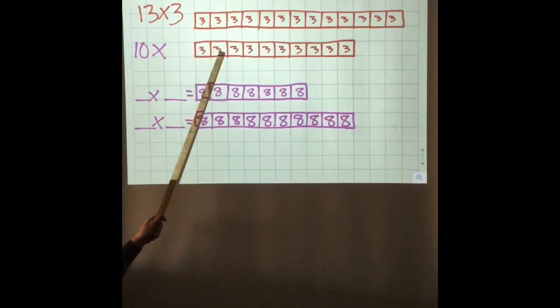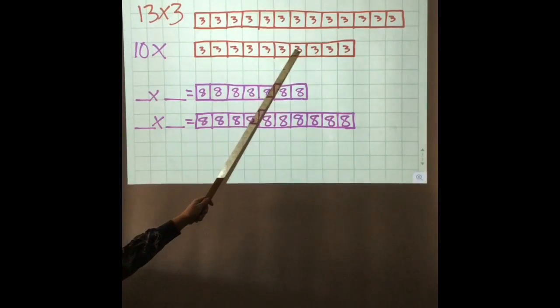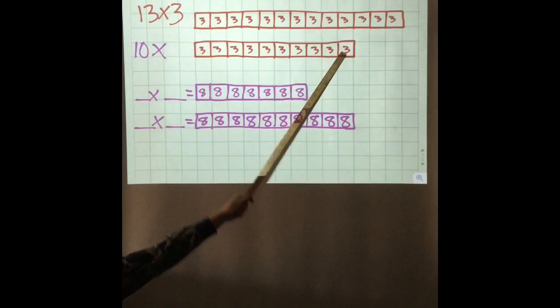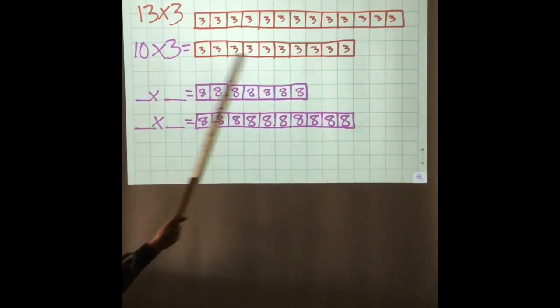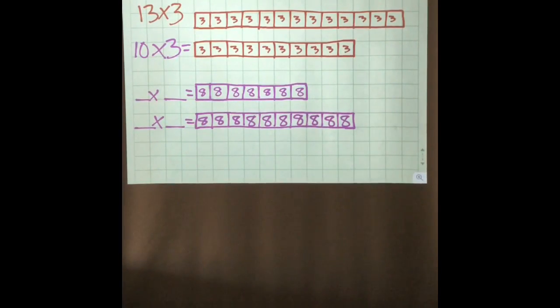Okay. 1, 2, 3, 4, 5, 6, 7, 8, 9, 10. And what's inside our boxes? 3. So what's going to be our answer? Well, it's going to be 30, right? Because 1 times 3 is 3, and then we have a 0, and we follow it by 0. So we have 30, right?